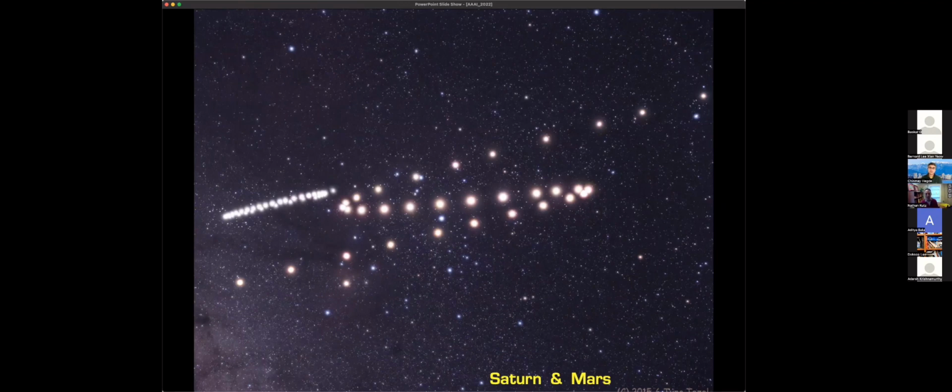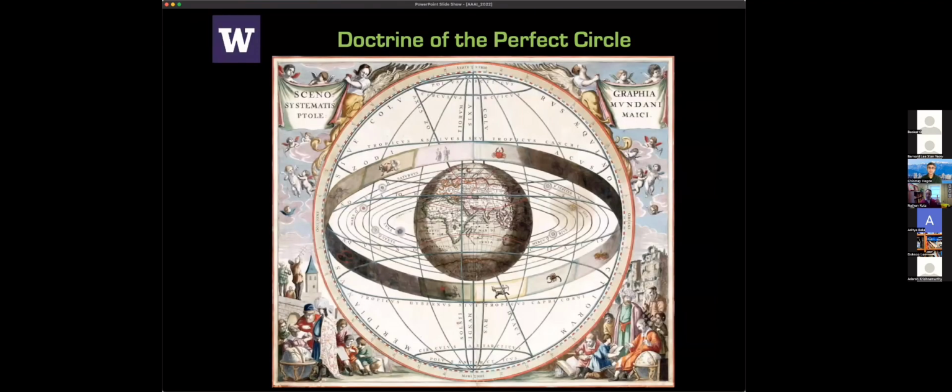But the first theory to produce a predictive model in terms of a mathematical construct was this doctrine of the perfect circle. It came out of 2nd century Alexandria, Egypt, the Ptolemaic dynasty there. Claudius Ptolemy was a scientist there. This was the intellectual heart of the world. And the idea was that you could describe this retrograde motion as circles upon circles. So this was the doctrine of the perfect circle.